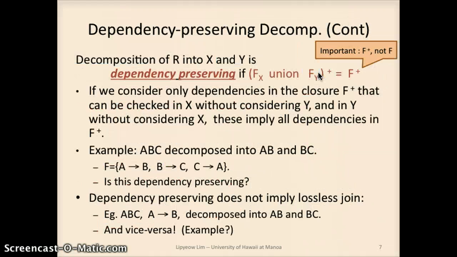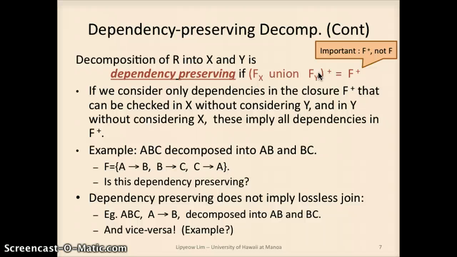So now we're ready to define dependency-preserving decomposition. A decomposition of R into X and Y is dependency-preserving if F subscript X, meaning the projection of F on X, union the projection of F on Y, has a closure equivalent to the closure that you have for R. So if we consider only dependencies in the closure of F plus that can be checked in X without considering Y, and in Y without considering X, these imply all dependencies in F plus.